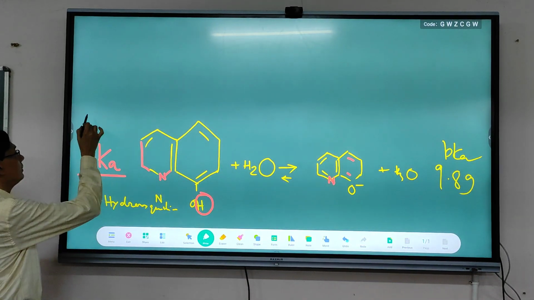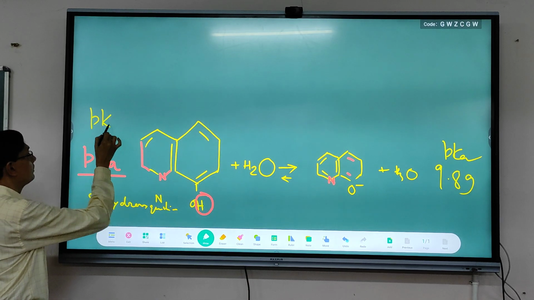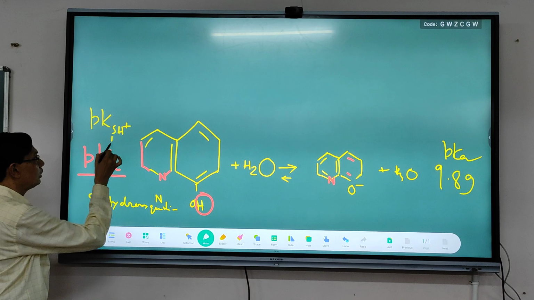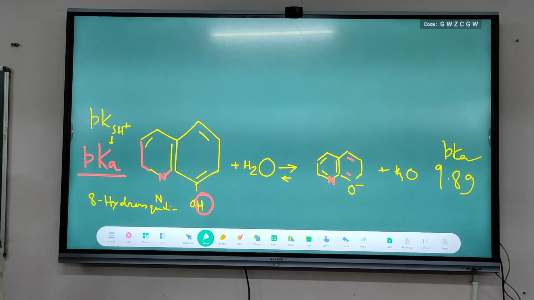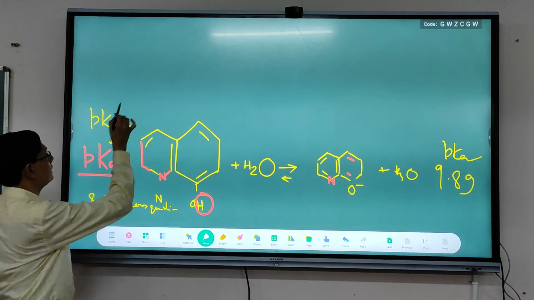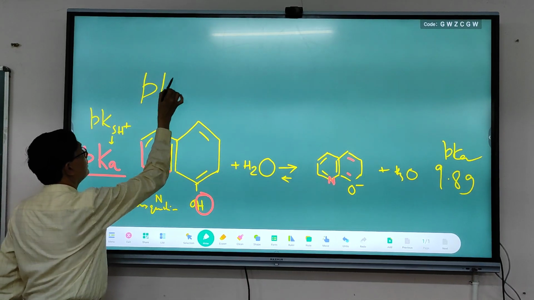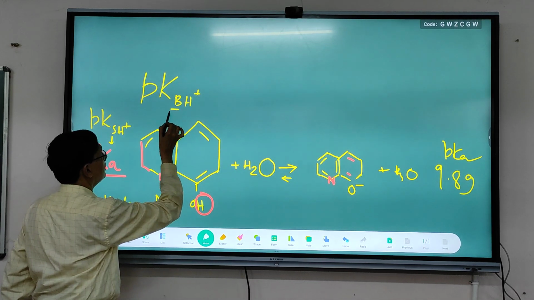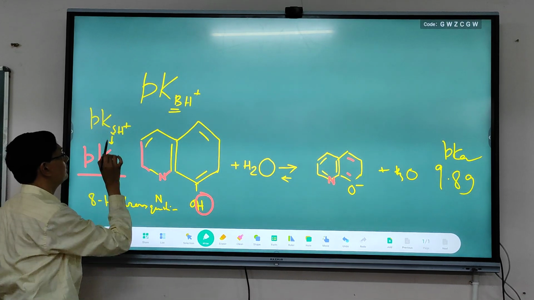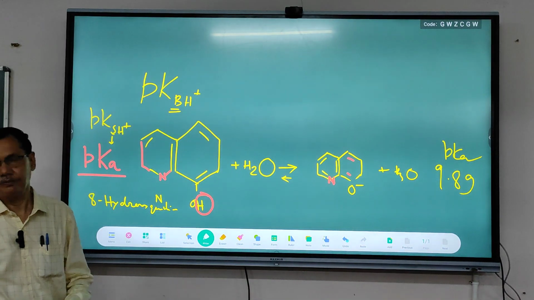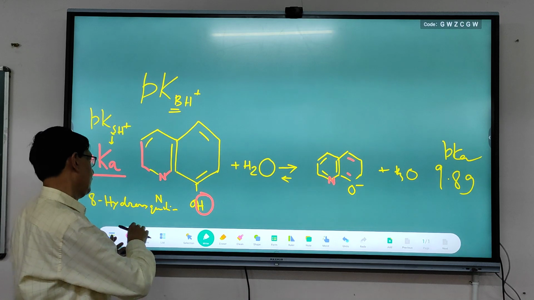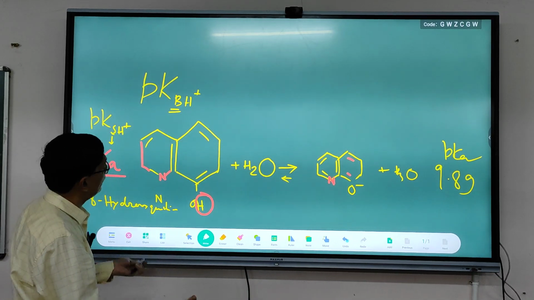Again, the second question, pKSH plus. Now, don't get confused about the S. S may be substrate. If you confirm that it is a base, then you can write pKbH. So better to use S for substrate, which may be an acid or a base, no problem.